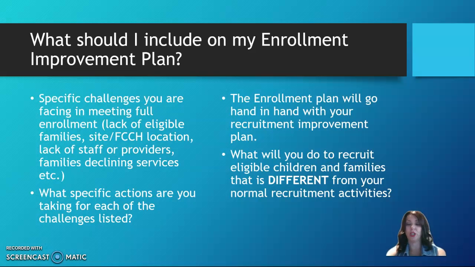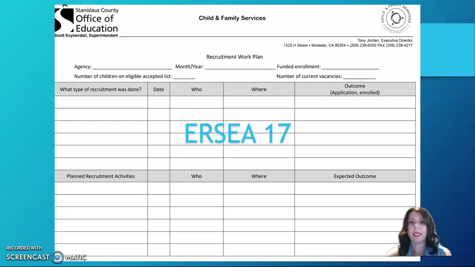So this is what I want you to know. I don't want you just to give me the things that are on your regular recruitment plan because you've already written them down. And I don't want you just to rewrite them because that's a waste of time, right? What is different from your normal recruitment activities? That's what you're going to be including. Not repeating what you've always done. This is the recruitment work plan. And again, what is different?